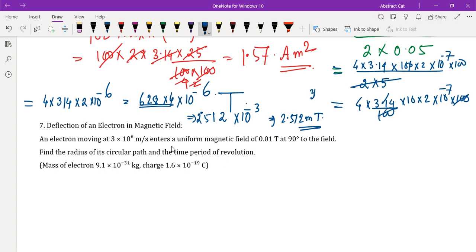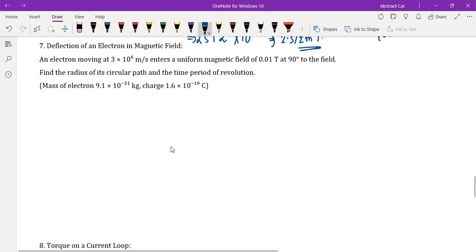Okay. Number 7, deflection of an electron in a magnetic field. That's very important. An electron moving at 3 into 10 to the power 6 meter per second enters a uniform magnetic field of 0.01 Tesla at 90 degrees to the field. Find the radius of the circular path and the time period of revolution. Okay, so here it is given.